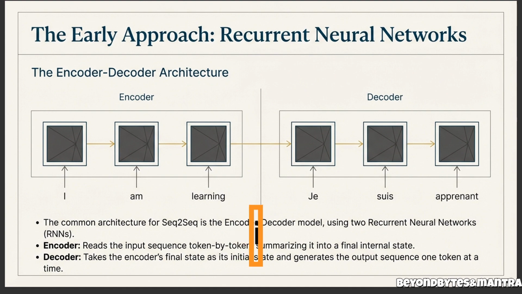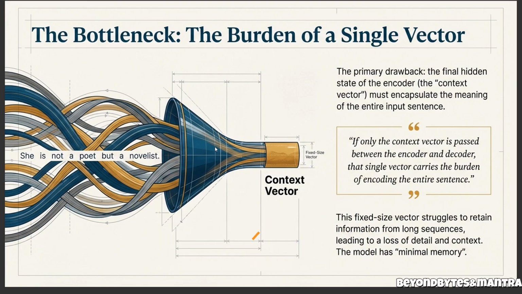And with this came the bottleneck of a single vector. The encoder's final hidden state became a bottleneck. One vector had to carry the meaning of the entire sentence. Imagine stuffing a whole novel into one page. Details spill out, and sense is lost. In long sentences, this compression destroyed the fine details. Clauses were forgotten, contrasts blurred, and translations lost accuracy. The model had minimal memory, and the burden of a single vector limited the performance.